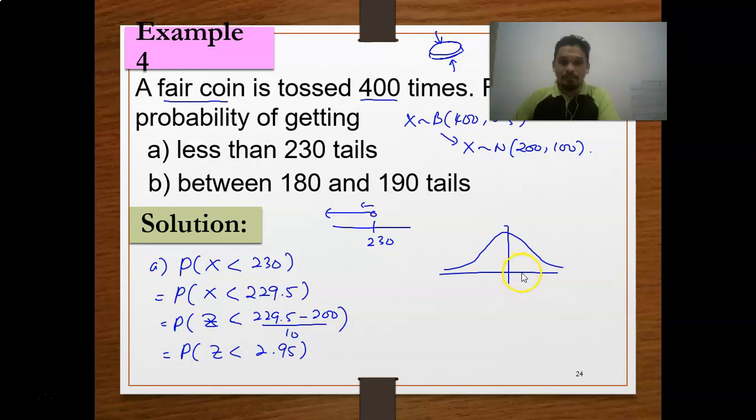So Z less than 2.95. The total area between the curve and the x-axis is equal to 1, so 0.5 on the left side and 0.5 on the right, half and half. But now it is less than 2.95. According to the picture, it crosses the left half, including this part here. So we come out with 1 minus the probability of Z greater than 2.95.